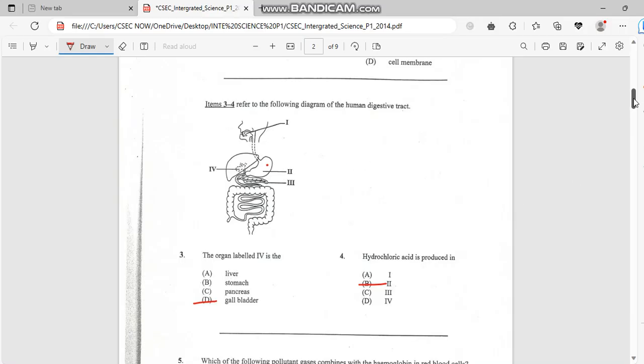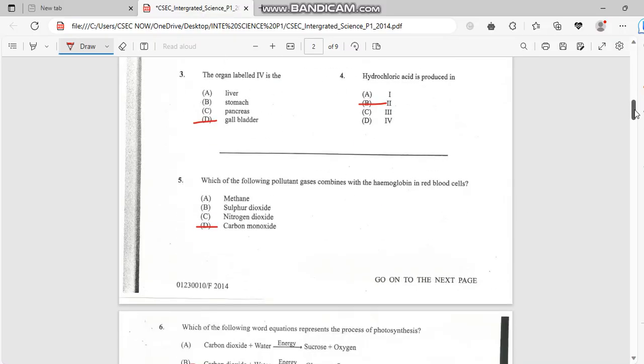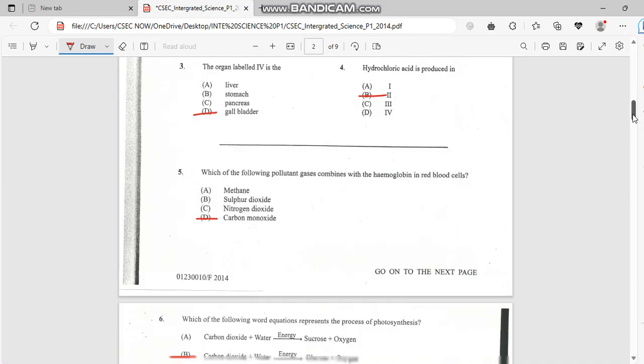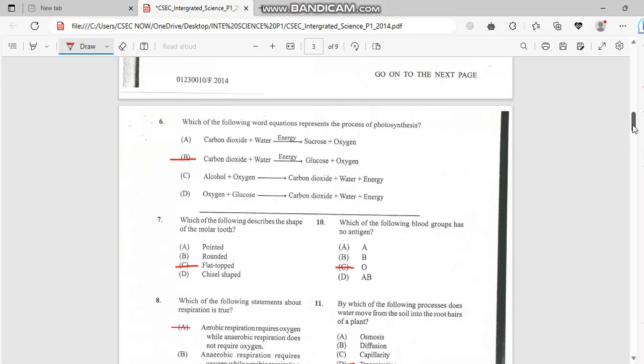Alright. Number 5, which of the following pollutant gases combines with hemoglobin in the red blood cell? So hemoglobin in the red blood cell has to do with carbon monoxide. Alright, number 6. Which of the following word equations represents the process of photosynthesis? And it has to do with carbon dioxide plus water, plus energy, giving glucose and oxygen.